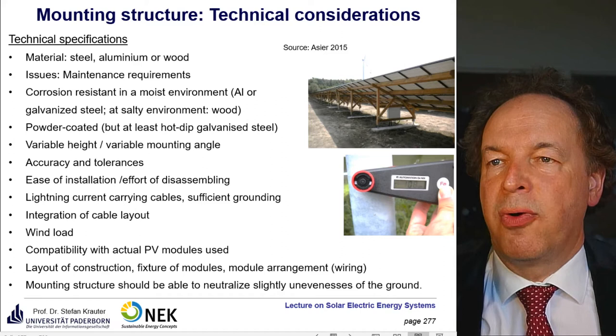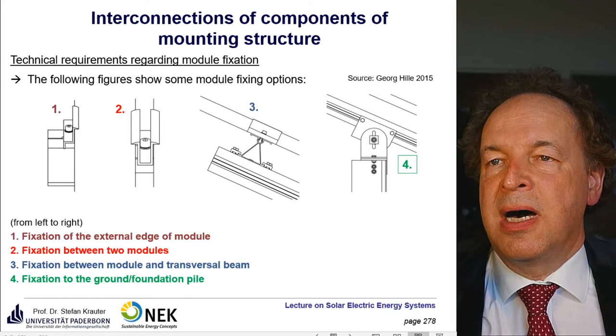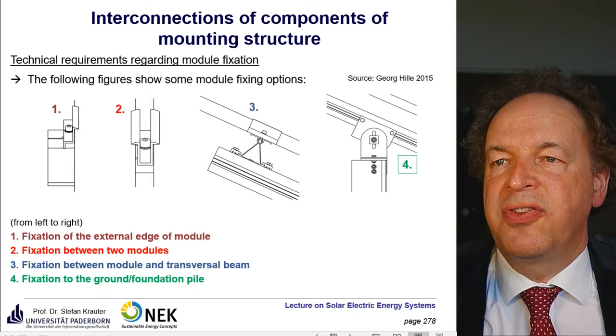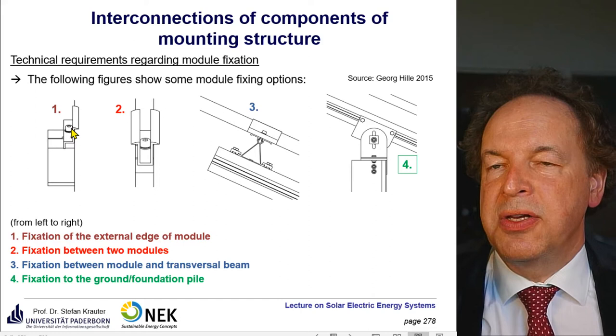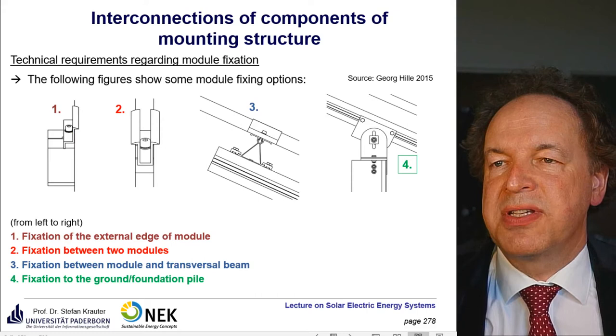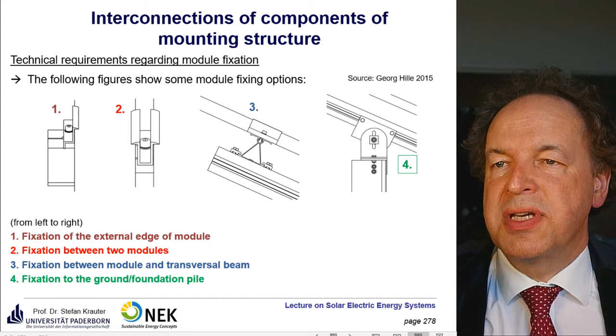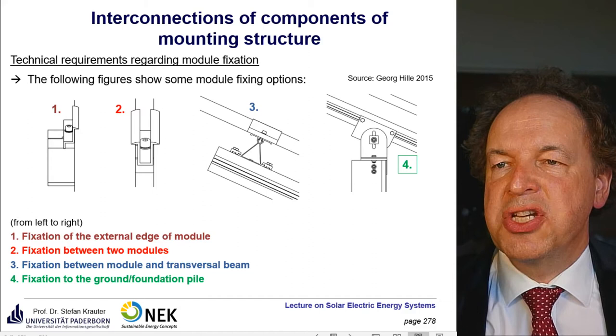Here are some examples of components for the mounting structure. So we have here number one, that's a fixation on the external edge of the module, as you see here. So you have basically one screw which fixes the module on the side. You have usually four such screws which fix the module. And if you have a row of modules, you can use number two. So you need only one screw to fix two modules. And you see here at number three, the fixation between the module and transversal beam.